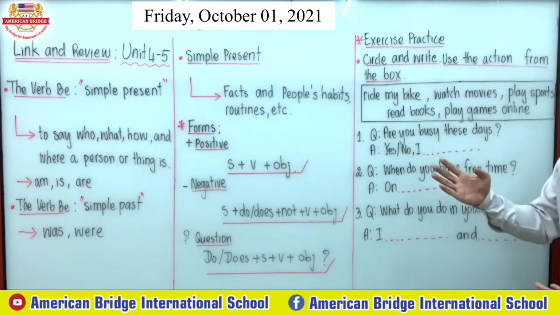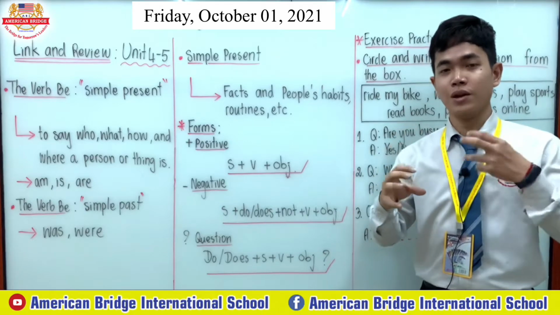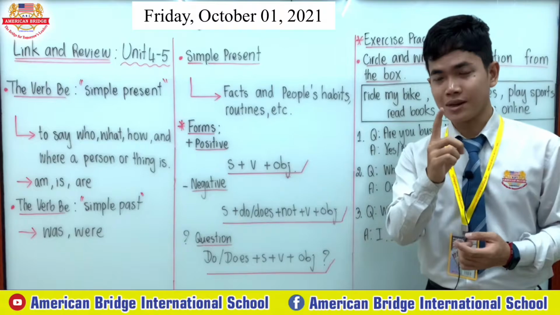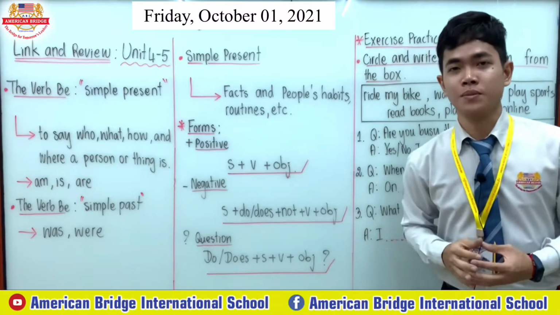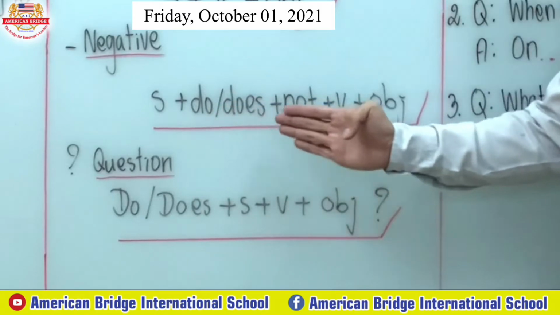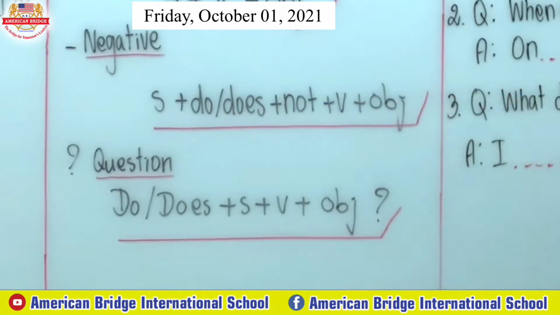In our negative form, we just need the auxiliary verb in order to make the negative form, right? And one more thing that is really important is the word not, right? Like subject plus do or does plus not plus verb plus the object.